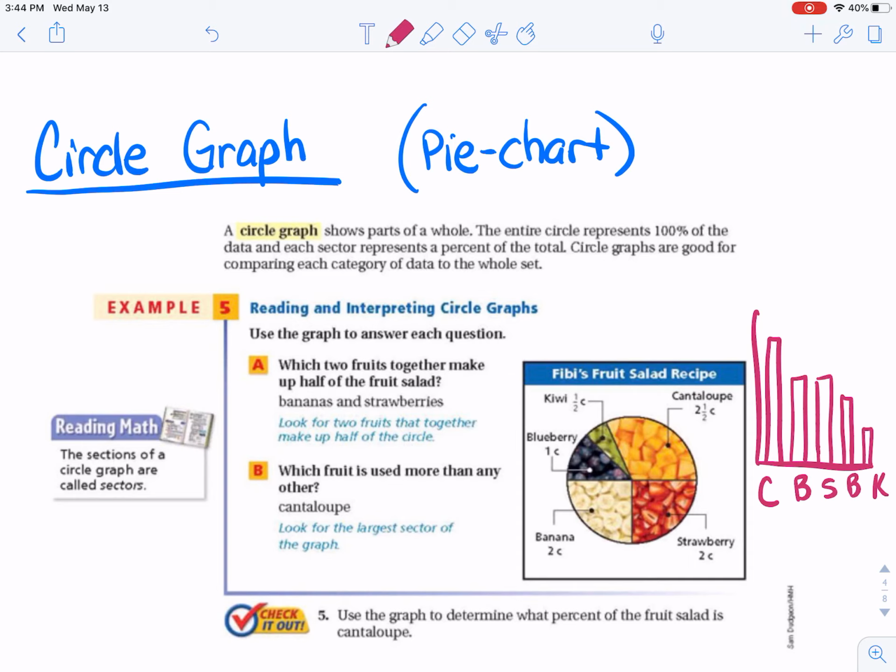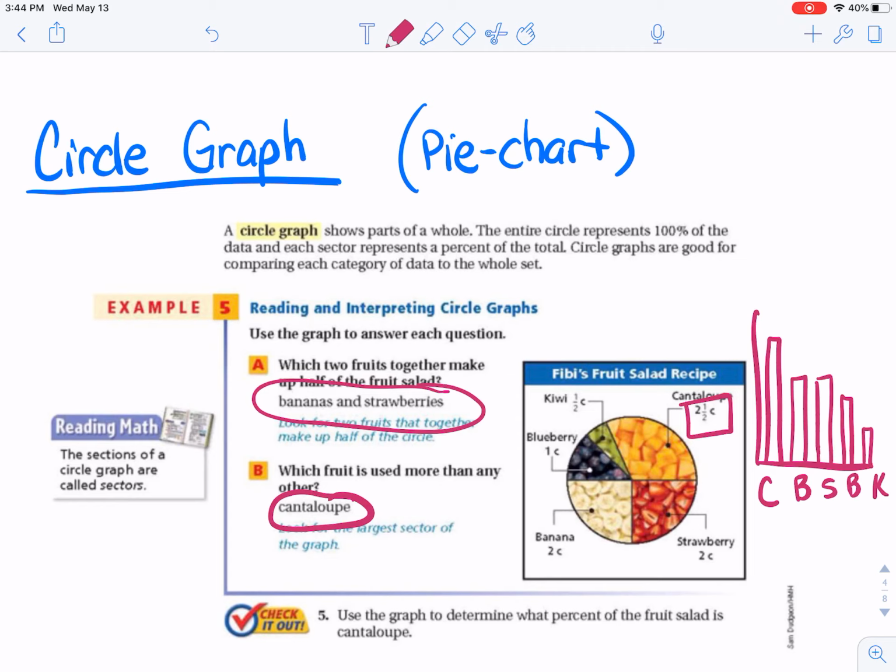So the reason why I keep saying this and describing when you would use this is because in the next type of problem, you're going to have the choice. You're going to have to pick which type of graph would be the best for a certain particular set of data. Okay, so answering these questions, which two fruits together make up half of the fruit salad? Half of the fruit salad, that would be bananas and strawberries. Which fruit is used more than any other? I just said that, cantaloupe. Again, you can eyeball that one. If not, you could compare. You've got 2.5 cups, and the other ones are two cups, 1 cup, and a half a cup. So you can clearly see cantaloupe is the most.